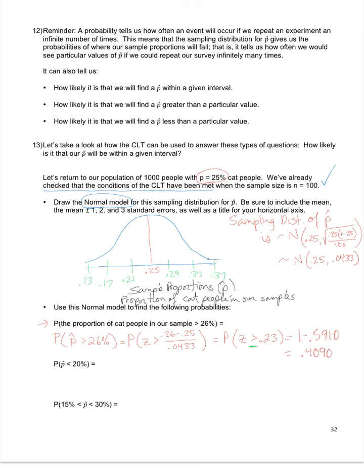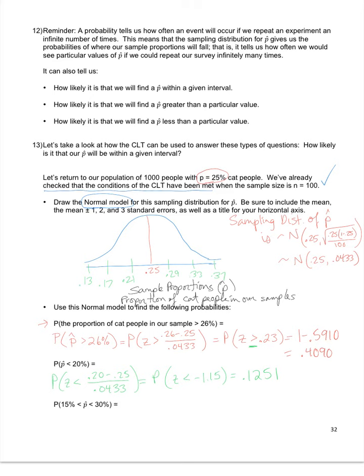And the second one, we want the probability that you get a sample proportion less than 20%. So that's the probability you get a z-score less than 0.2 minus 0.25 over 0.0433. Which if we simplify is the proportion of z-scores less than negative 1.15, and that is equal to, again, check your tables, but you should get an area of 0.1251.